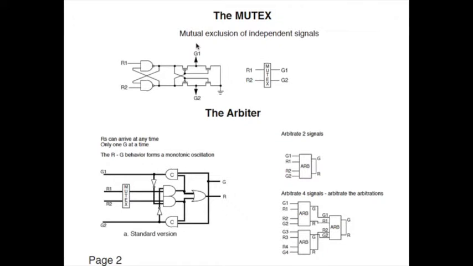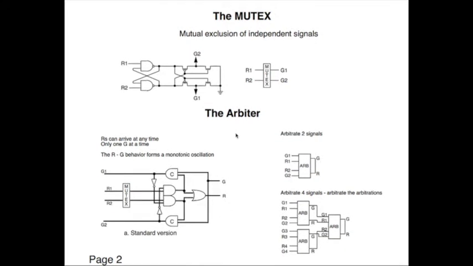The point is that G1 and G2 are mutually exclusive. R1 and R2 are not. They can arrive simultaneously in any order. They're not coordinated. G1 and G2 are coordinated into mutual exclusivity. Note, G1 and G2 were mislabeled on the original slide set and are corrected on the new slide set.